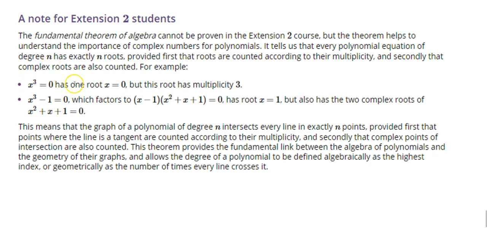So because x to the power of 3 has one root of x equals 0, but this root has a multiplicity of 3. And x to the power of 3 minus 1 equals 0 has a root of x equals 1, but also has two complex roots. And so ultimately, this means that the graph of a polynomial of degree n intersects every line in exactly n points, provided firstly that points where the line is a tangent are counted according to their multiplicity, and secondly, that complex points of intersection are also counted. I'm going to stop there because who cares?